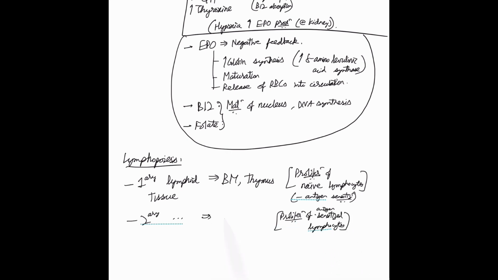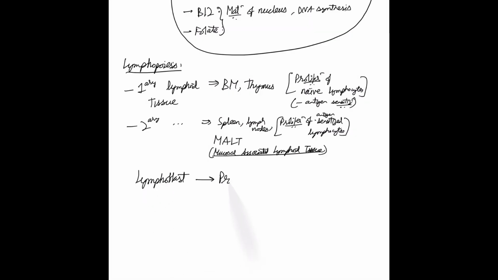So where do you find it? You find it in the spleen, lymph nodes, and mucosal associated lymphoid tissue. So what are the stages of WBC maturation? You have a lymphoblast, then a prolymphocyte, and then a lymphocyte. Until this stage, it's all in the bone marrow.